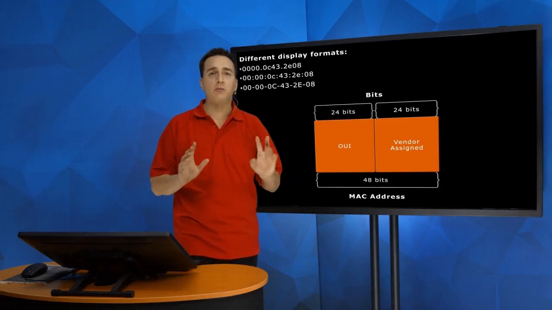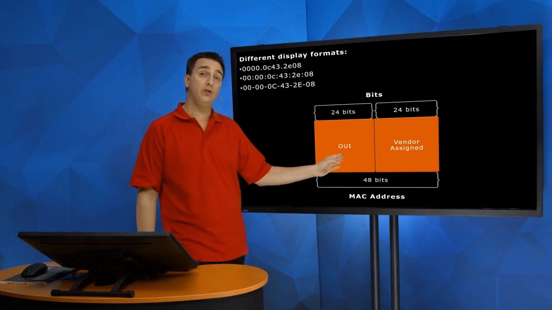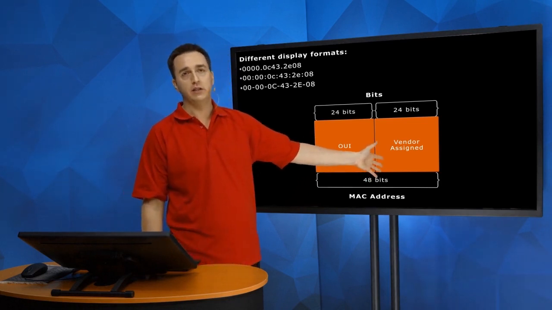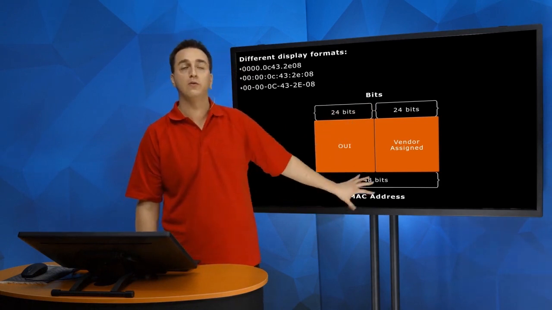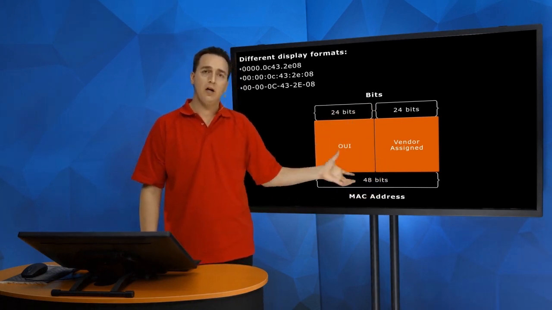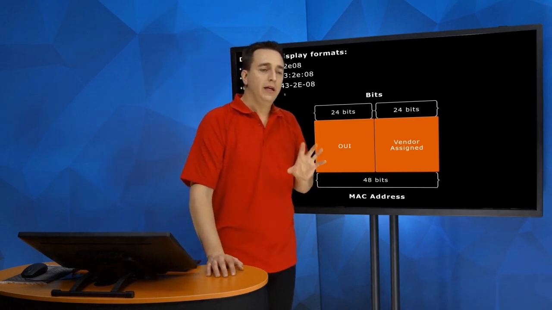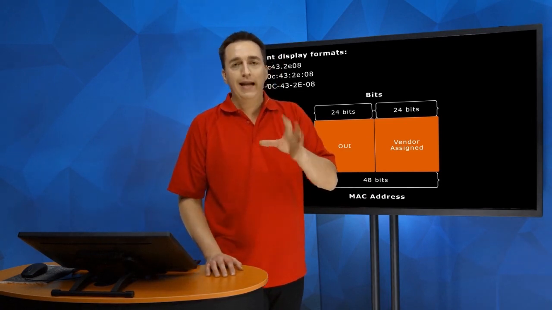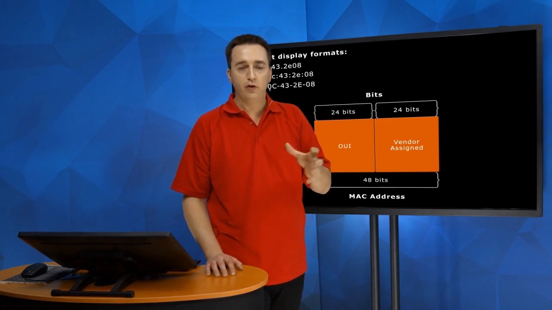So the MAC address is broken into 2 portions. We can see here that we have an OUI, or an organizational unique identifier, and a vendor assigned portion, really split right down the middle. 24 bits on each side for our total of 48 bits. So what is the OUI? The organizational unique identifier is handed out to the various organizations that are creating network interface cards.